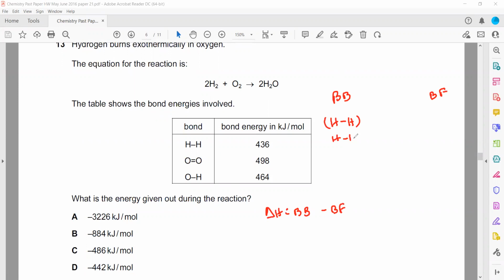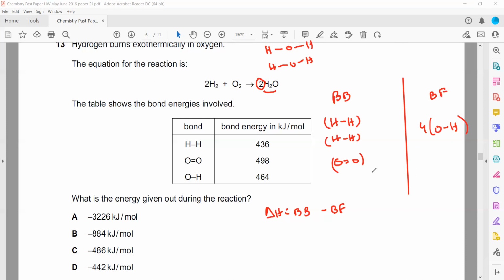So H2 and oxygen is O2, so oxygen double bonded with oxygen. This is bond breaking. And bond forming, because two water molecules are formed. One water molecule, H2O, what is the structure of H2O? H, O and H. But because they produce two water molecules, so 2 H-O-H. So how many total O-H bonds are there? When we check, there are 4 O-H bonds.